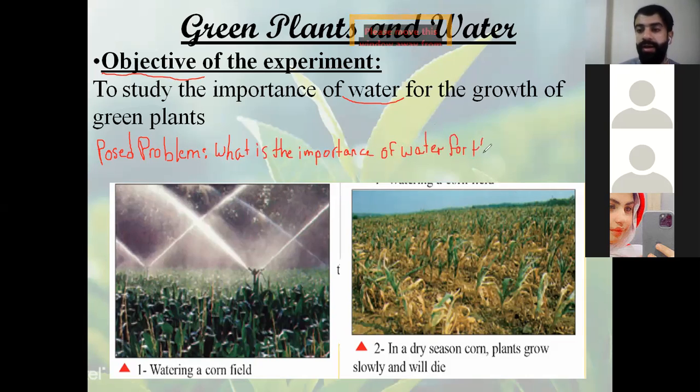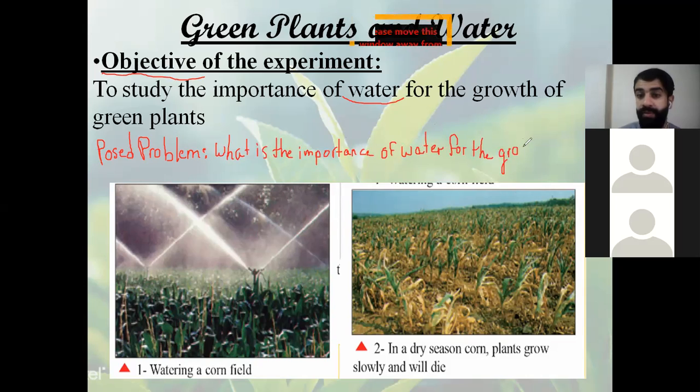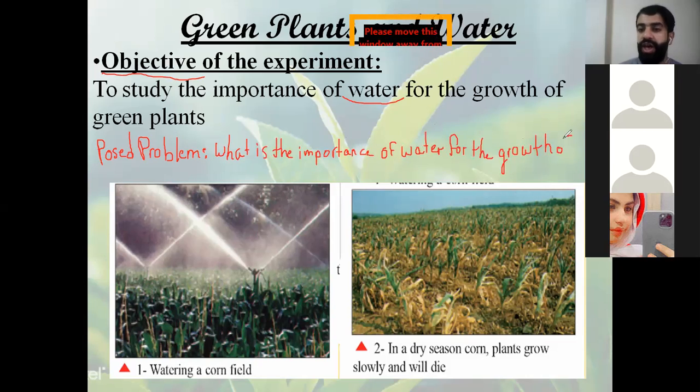From what? Yes, Neil Khalid. From the objective. From the objective, very good. From the aim or the objective. So, what is the importance of water for the growth of green plants? And don't forget, you have to put the question mark.